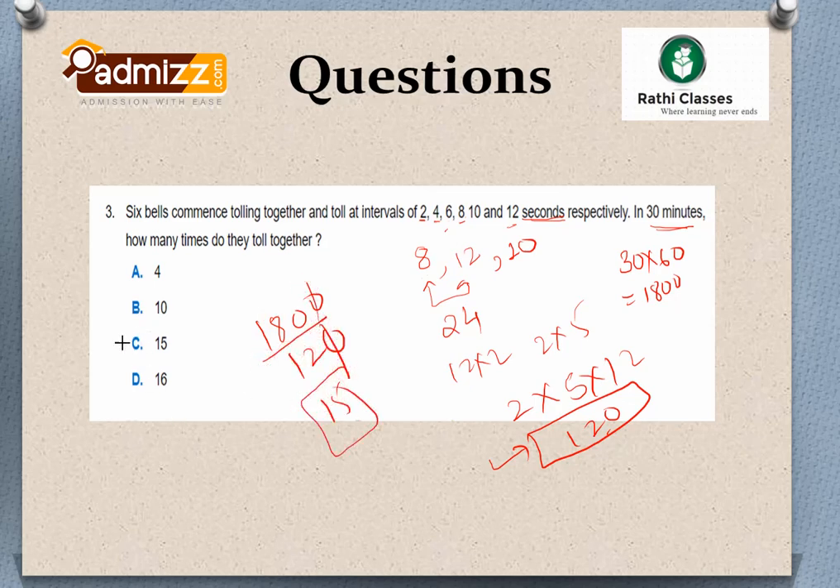So my answer is not C, because 6 bells commence tolling together at intervals. The first bell would have rung, so the answer is 15 plus 1, 16. How many times do they bell together? The first might be the case when all are together, and the remaining 15 cases. So 1 plus 15, my answer is 16. Moving on to the next question.